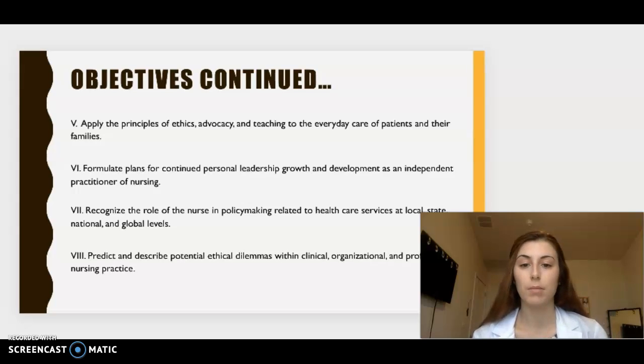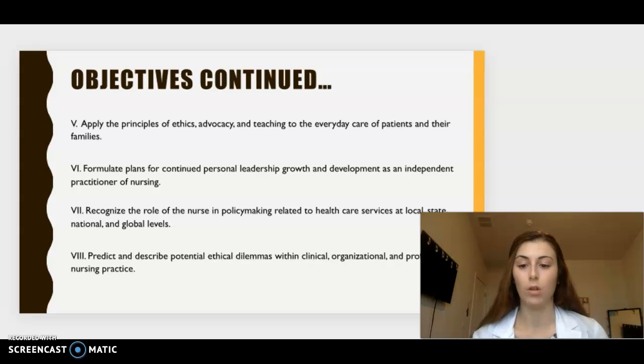The fifth objective is apply the principles of ethics, advocacy, and teaching to do the everyday care of patients and their families. So this is done all the time, advocacy, teaching, and abiding by the ANA Code of Ethics also applies to this objective. Six, formulate plans for continued personal leadership growth and development as an independent practitioner of nursing. So this is an ongoing and continuous job because you always want to be better as a nurse for yourself and your patients.